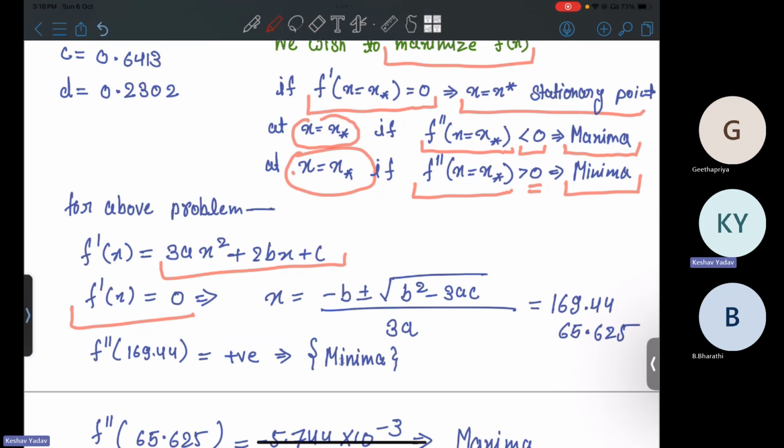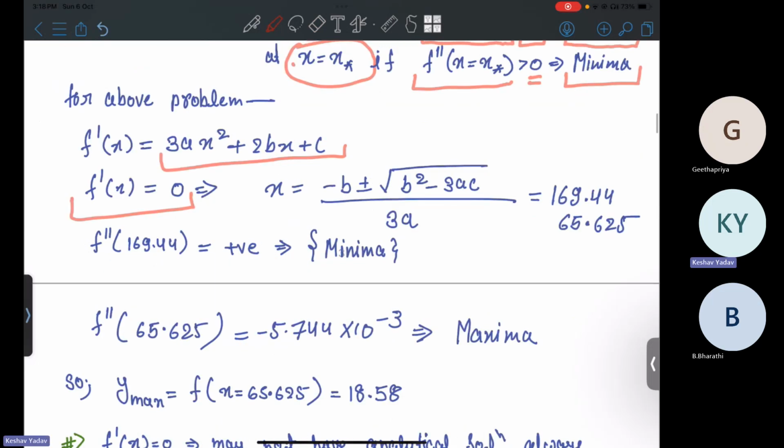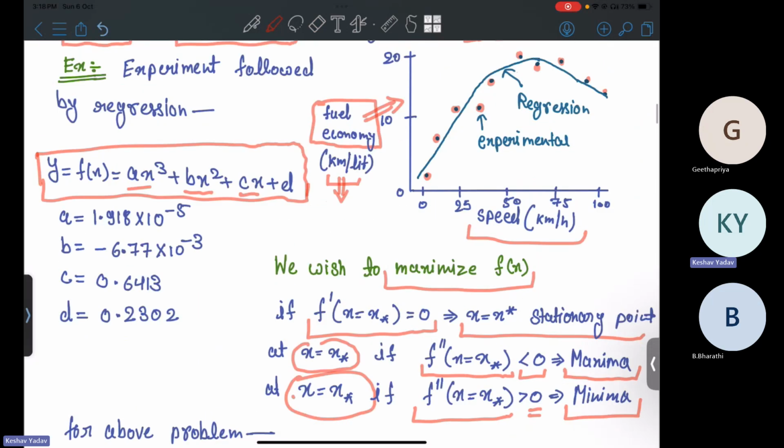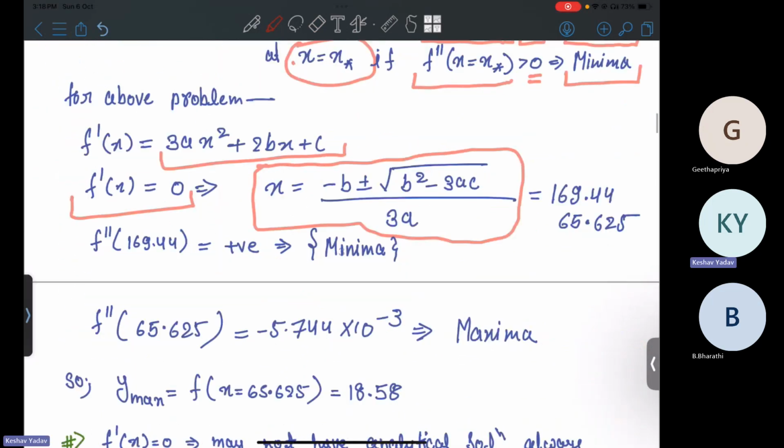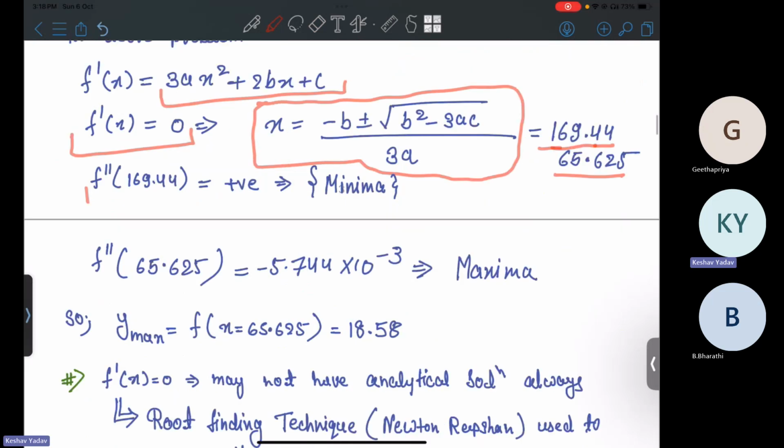Now we will impose the condition f prime x equal to 0. That will lead to x equal to minus b plus minus square root of b square minus 3ac, divided by 3a. Now you put the values of a, b, c, d here, and you will get two values of x. Now you find the f double prime at both the points.